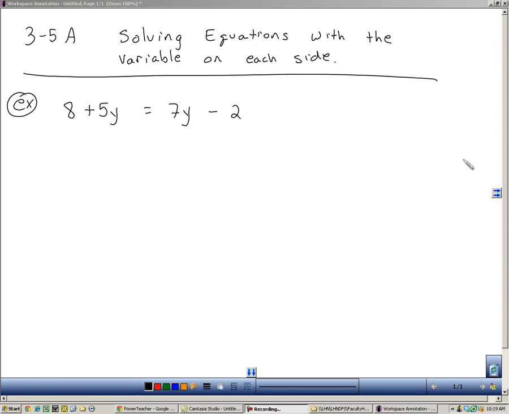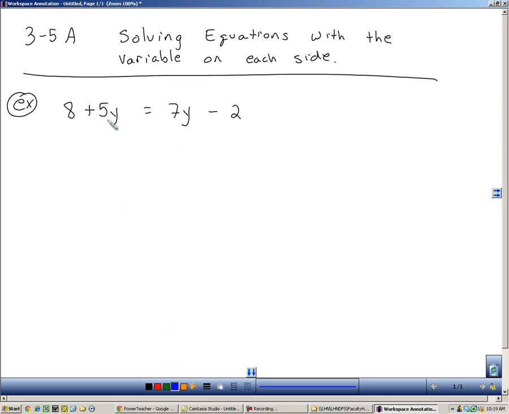Section 3.5a is about solving equations with variable on each side. We're just going to practice solving equations here, but this time, instead of having a y that we want to isolate, you'll notice that there's a y on the left side of the equal sign and a y on the right. That creates a situation in which we have to get all of the y's together on one side first. Now there's two ways to deal with that.